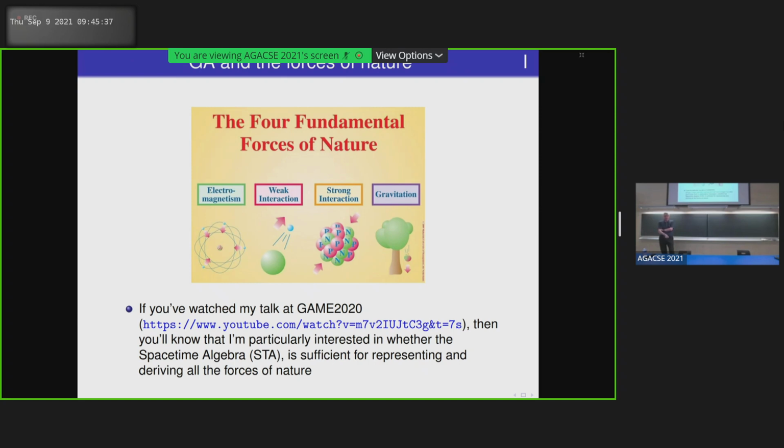Well, we know there's electromagnetism, weak interaction, strong interaction, and gravitation. And if you've watched my talk at the Game 2020 meeting, then you'll know that I'm particularly interested in whether the space-time algebra, which is just four-dimensional, is the algebra about the space we actually know is there, is sufficient for representing, deriving all the forces of nature.